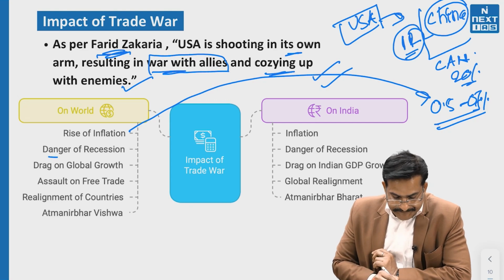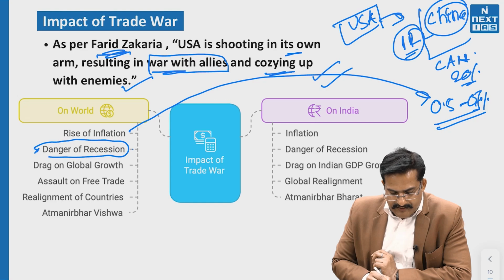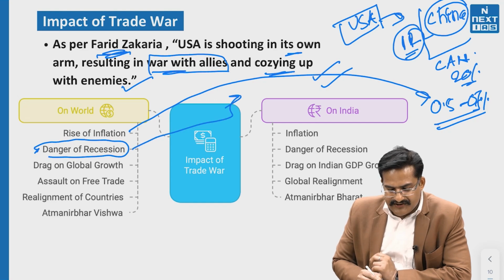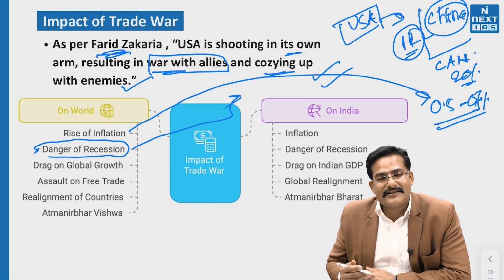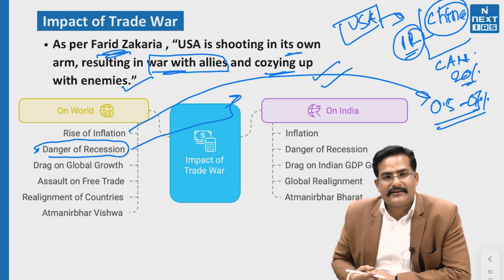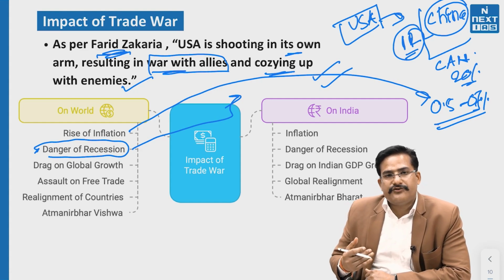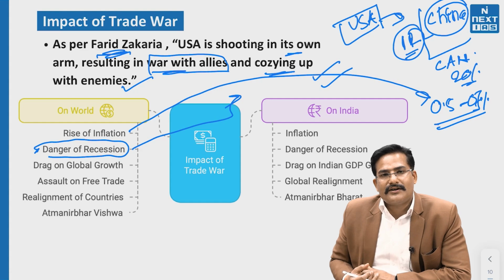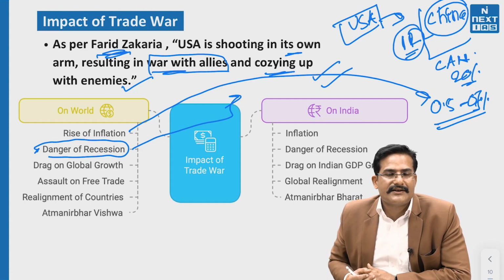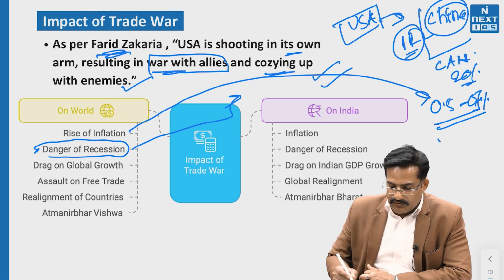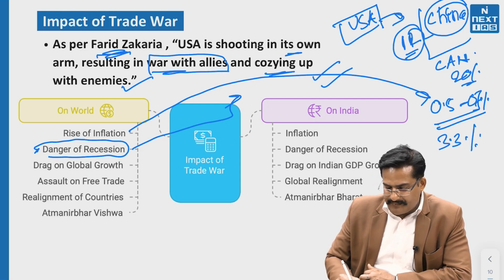Also, we have seen that in the 1930s there was a tariff war, which resulted in the great depression, right? And if the tariff war continues, if we are not coming to the negotiation table, if we are not giving concessions to the other countries, it will result in another depression, which the world cannot afford as of now, because global growth is supposed to be in the tune of 3.3% only.